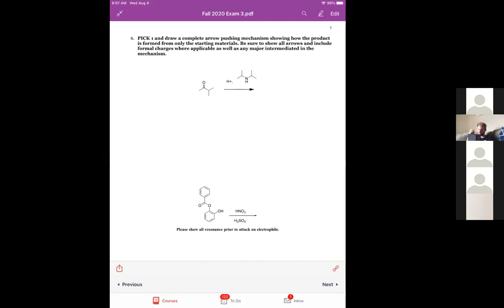So last page from the fall exam. We've got an enamine synthesis for the first one. Our first step is always going to be the same. We are going to pick up a proton. From here, our amine can attack.